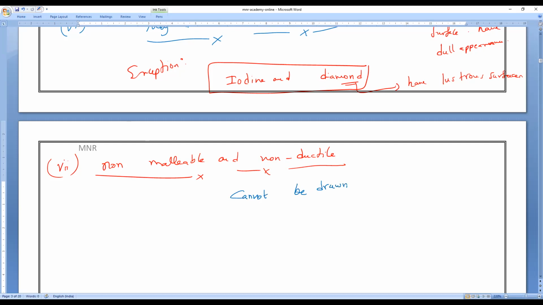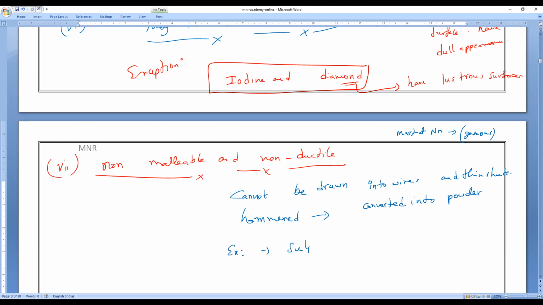Okay, that is it. One more thing, guys: most non-metals are actually gases. Very few non-metals are in the solid state. So they cannot be drawn into wires, or made into thin sheets. If you hammer them, they will be converted into powder.